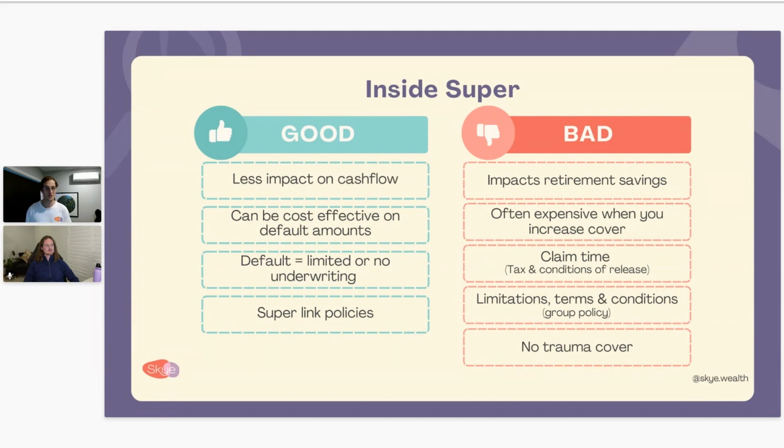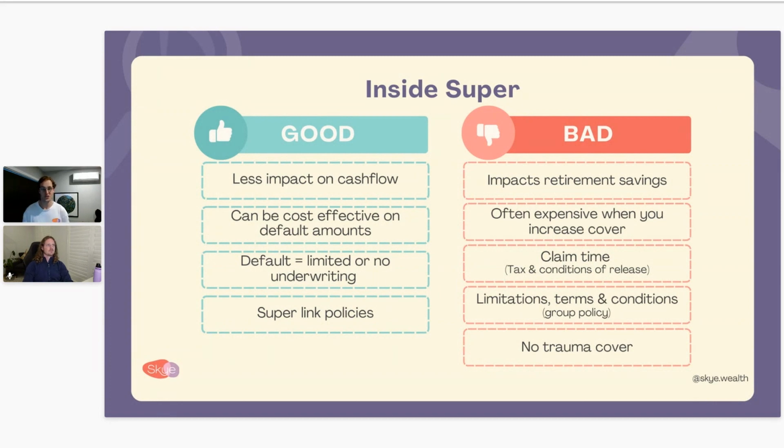The bad part about that is it's going to impact your retirement savings. If more money is coming out of your super, there's less money staying in there to continue investing for your retirement. So it's a give and take sort of option. And there's plenty of things we can do to have some of your insurance through super, some outside super, or make extra contributions to super to alleviate some of that risk. Next one we have is it can be cost effective on default amounts.